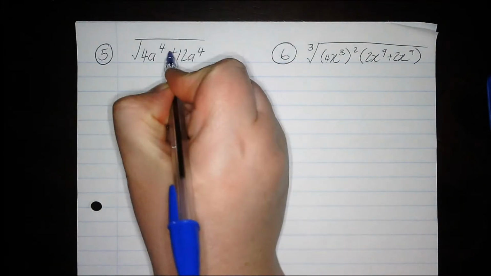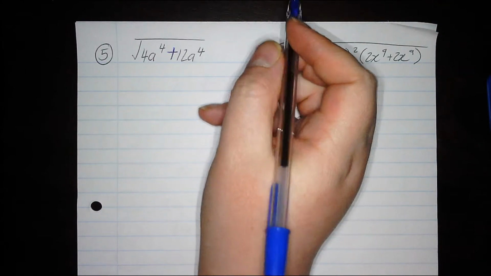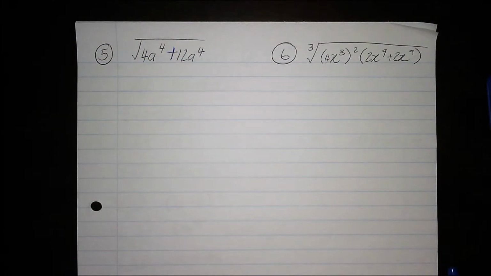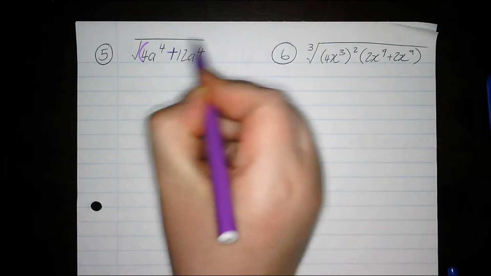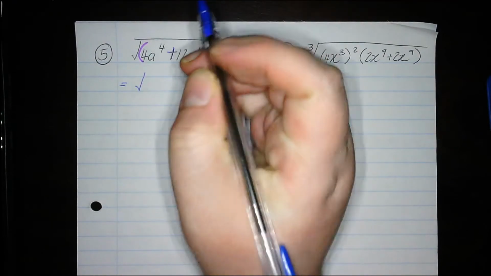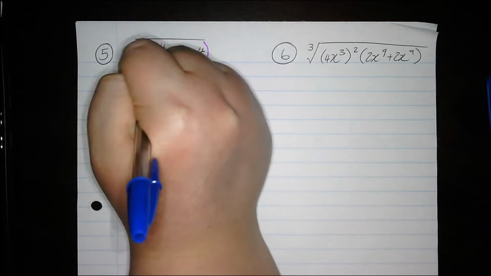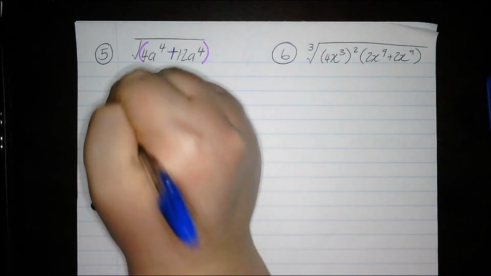Then we're going to take this one. This is over a plus, so we can't break the square root up. Remember, square roots act like invisible brackets. We can only break it up over special cases. So this is the square root of 4 plus 12 is 16, a to the power 4. We're adding the like terms there. Now we can split it up.